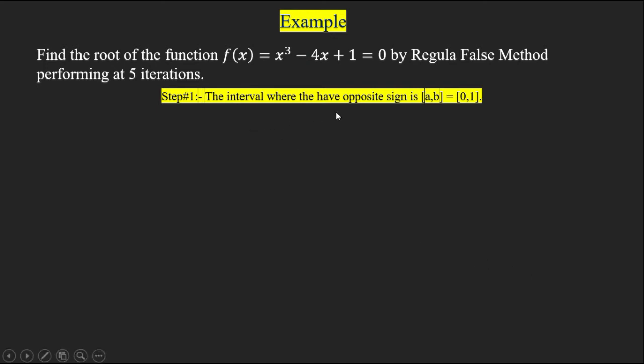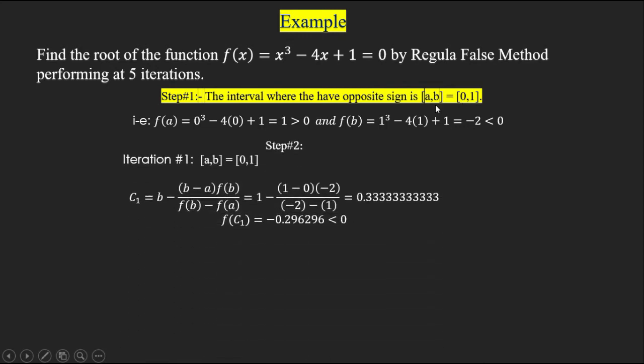So the interval where the function has opposite sign is 0 comma 1, i.e. the function is greater than 0 at a, where a is equal to 0, and the function is less than 0 at b. So the interval 0 comma 1 is the interval where the function has different sign at the boundaries of this interval. Then what will we do? We will perform our first iteration on the AB interval.